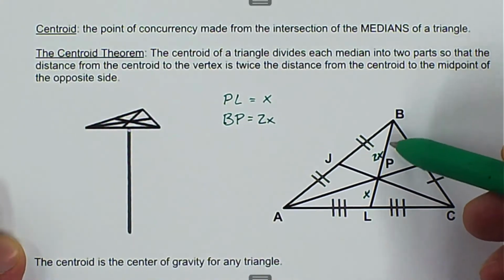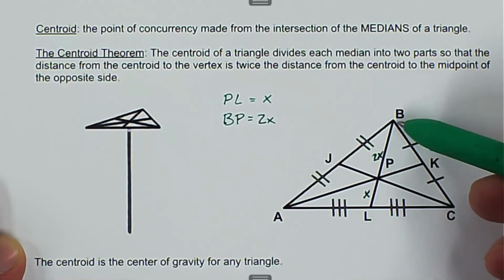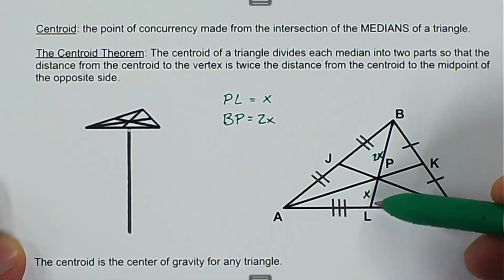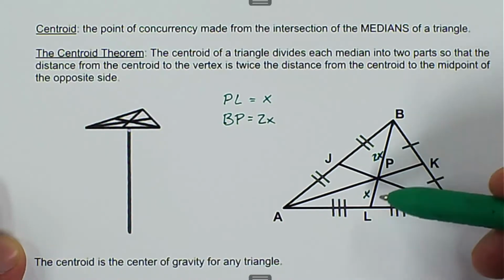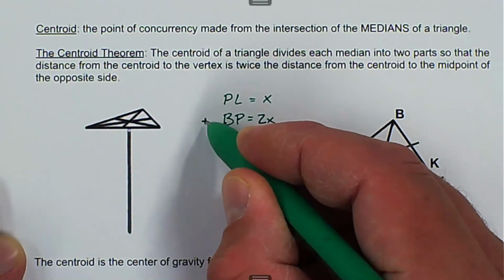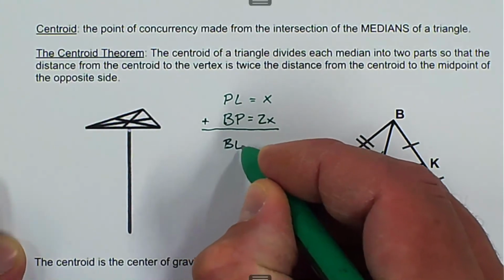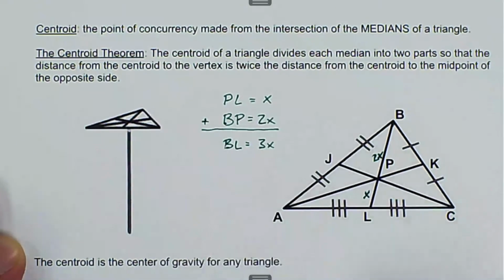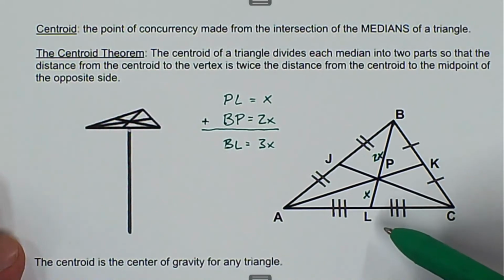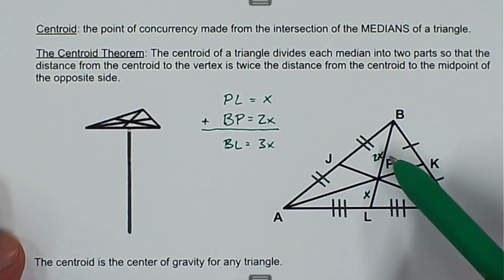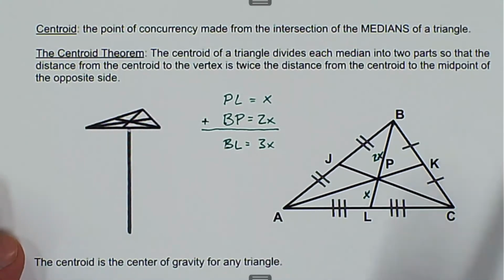Well, if we were going to do our segment addition with these two, so BP plus PL, that would be 3x. So BL is just these two added together. So BL would be equal to 3x. So we'll go through some examples later, but basically we're just going to label them as 2x, x, and 3x, and then solve from there.